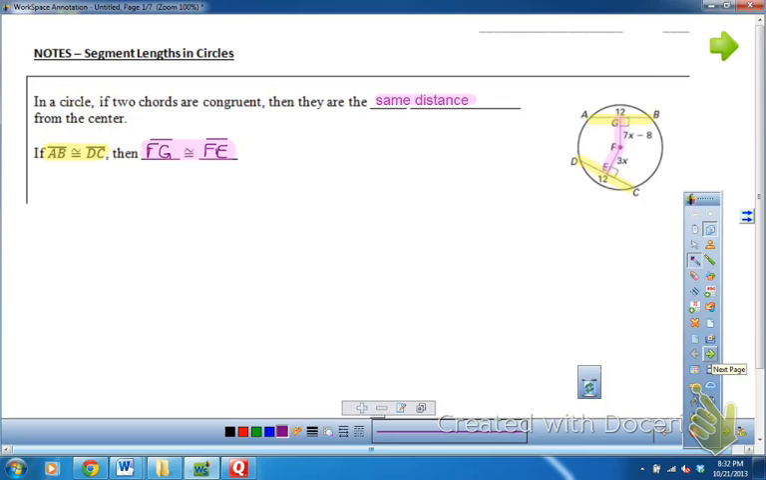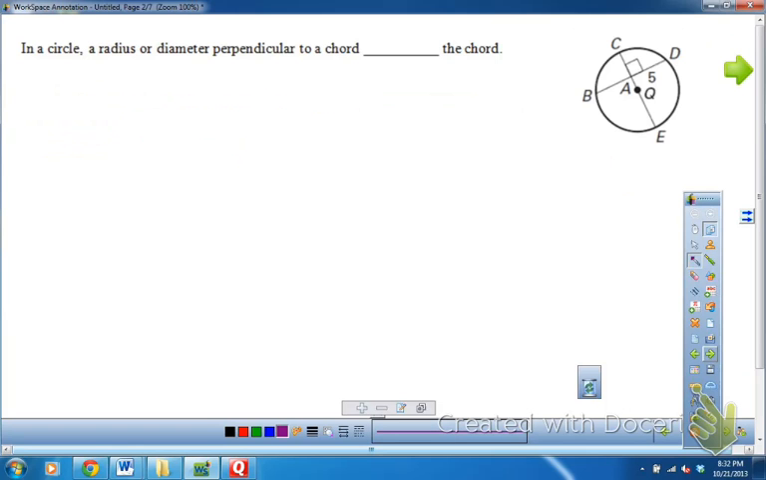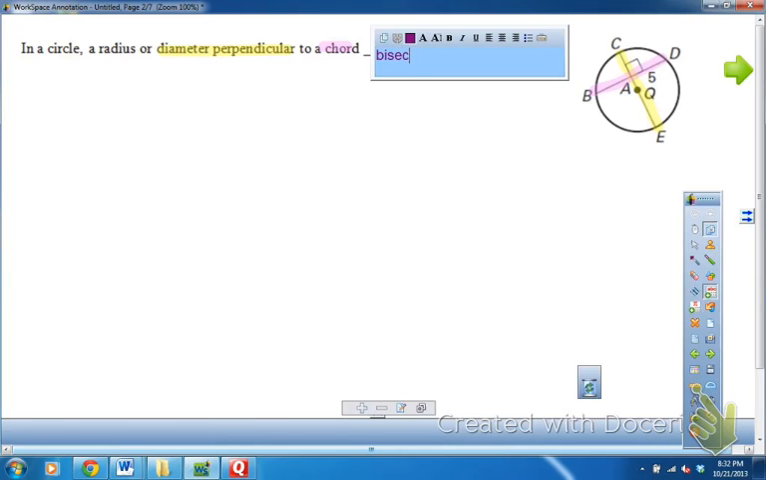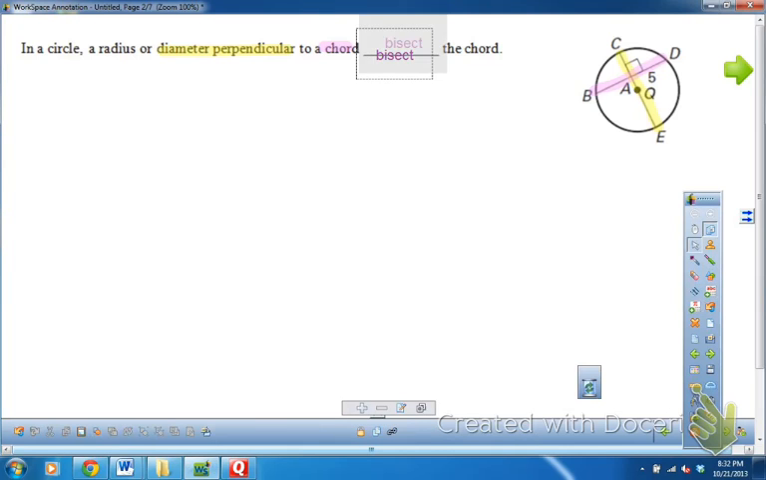Okay, then if you have in a circle a radius or a diameter that is perpendicular, in this case we've got a diameter that is perpendicular to a chord, then it's going to bisect that chord. In other words, when it bisects that chord, it creates congruent parts BA and BD.